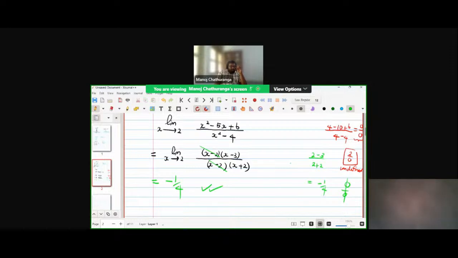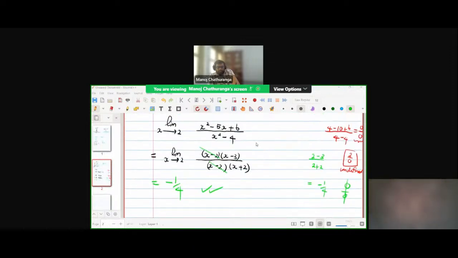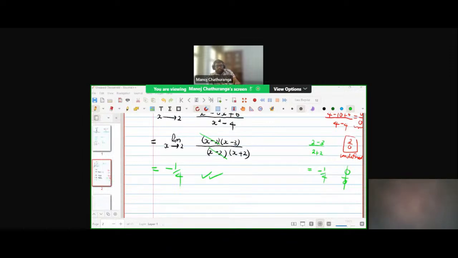So both the left limit and right limit must be equal. There won't be a gap in the graph, but there will be a hole in the graph. Right? Yes.